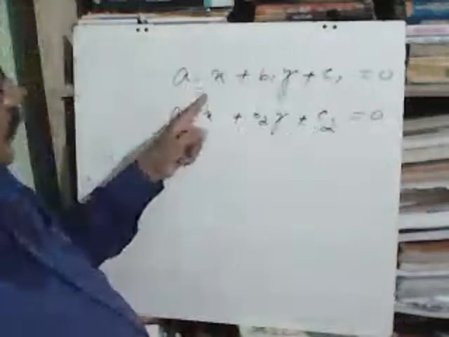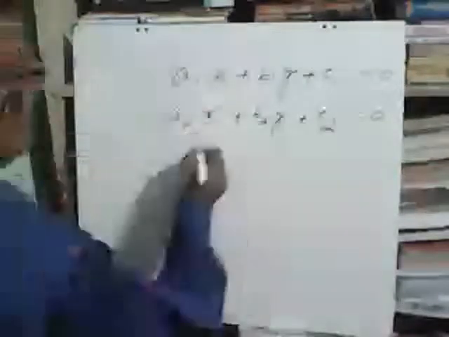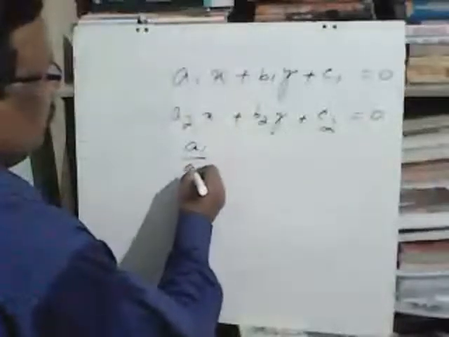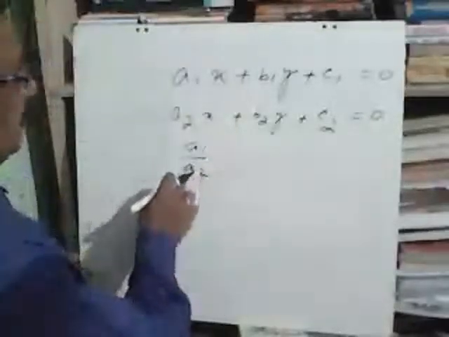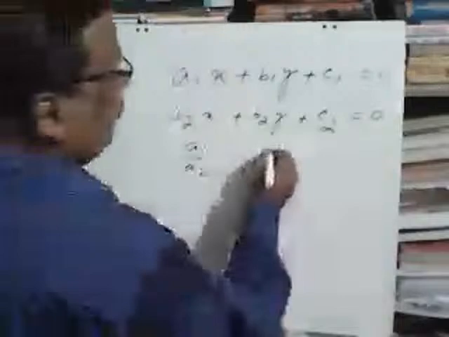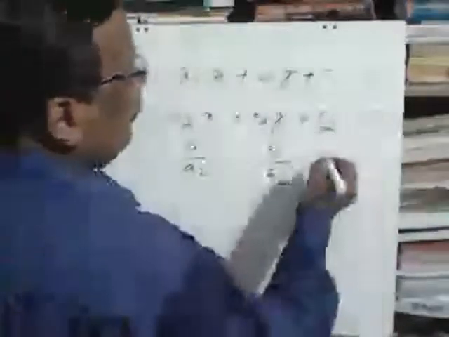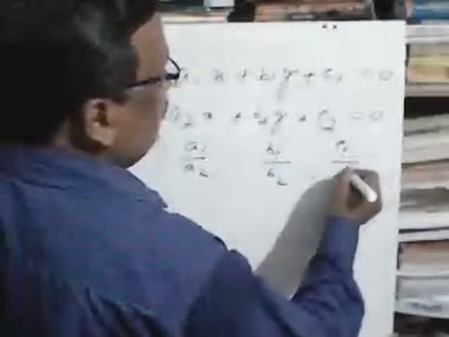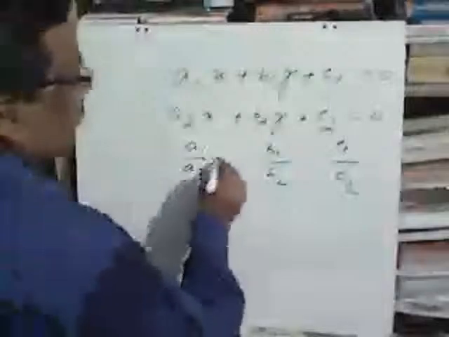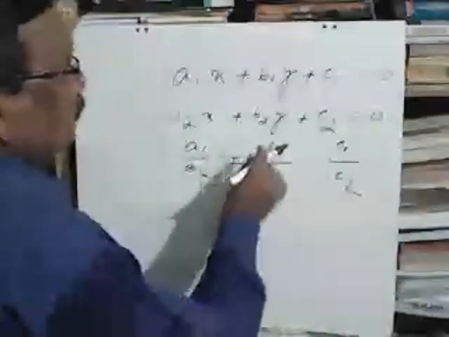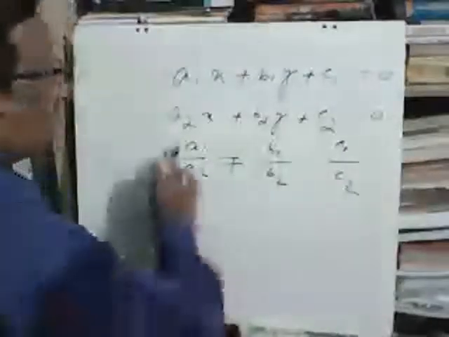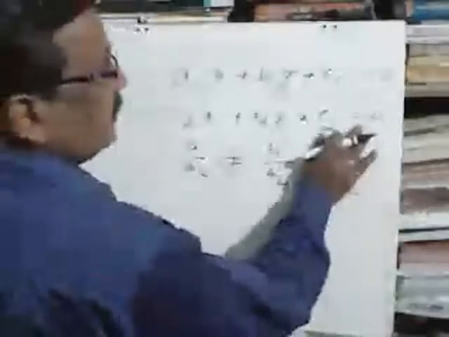Consider the coefficients of x. Calculate a1 by a2, a1 divided by a2. Then calculate b1 by b2. Then calculate c1 by c2. If a1 by a2 is not equal to b1 by b2, if this condition holds, then it is not required to calculate c1 by c2.